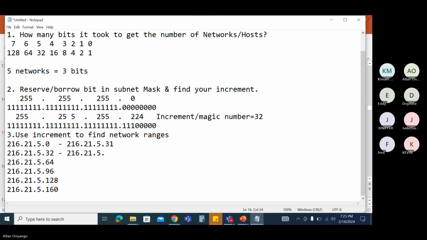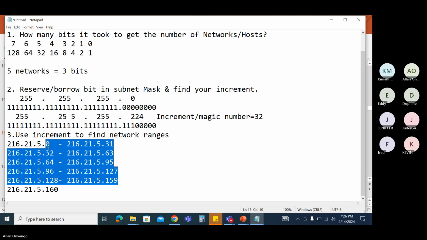The second one started at 32, but the third one is beginning at 64. This other one ended at 63. Perfect. This one, 96. This one ended at 95. Good. 128. This one ended at 127. Yes. 160. This one ended at 159. How many networks are these ones?